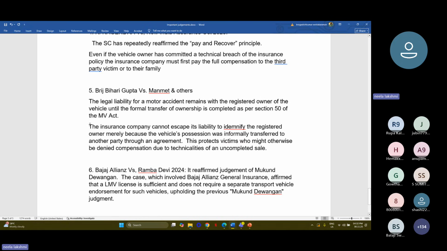The insurance company cannot escape its liability to indemnify the registered owner merely because the vehicle's possession was informally transferred to another party through an agreement. This protects victims who might otherwise be denied compensation due to technicalities of an uncompleted sale. The company cannot escape liability in such cases, and the registered owner is liable to pay compensation.